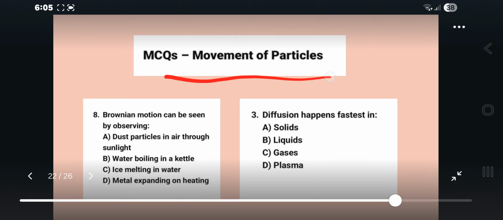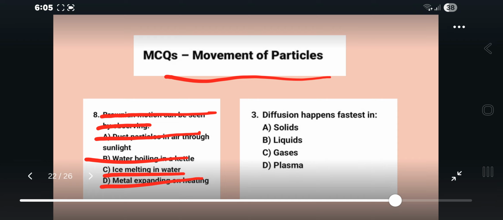MCQs of movement of particles again. Okay, Brownian motion can be seen by observing. Students, please don't answer this question. This question has a bit of a mistake. Please don't answer. I will explain it to you because until now we haven't done the experiment of this. So leave it for now.